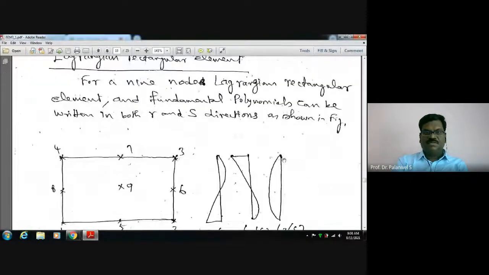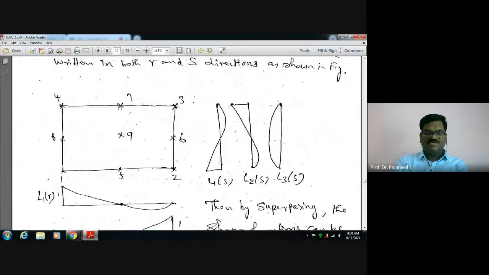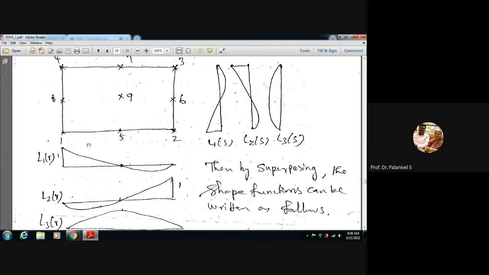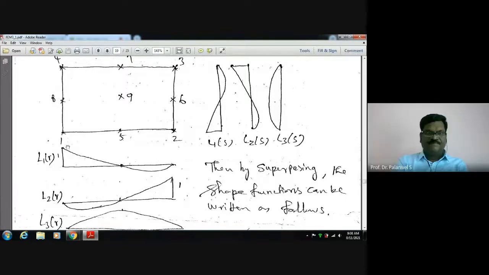See here, the Lagrangian element is shown. It has an interior node in line with the edge nodes. We call it a Lagrangian element. This figure I have not drawn properly. Here you have to draw the one-dimensional line element and represent this node as 1, this node as 2, this node as 3.